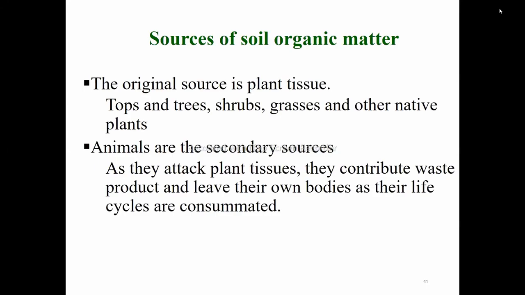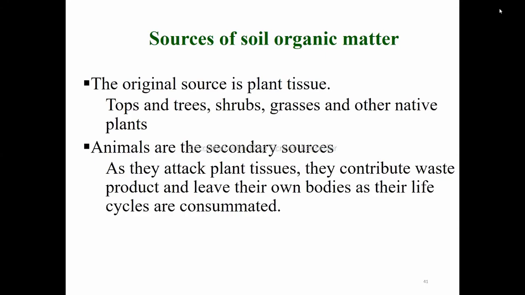So how do the animals act as the secondary source? They attack the plant tissues and contribute to the waste product, and they leave their own bodies as their life cycles are completed. So when they eat the plant tissues, they contribute to the waste product as well. At the end of their life cycle, they may die, and the dead bodies, the debris, come again to the soil as soil organic matter. That is how the animals act as the secondary source for the soil organic matter.